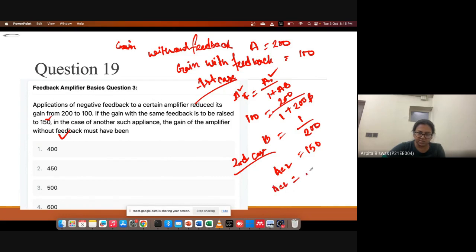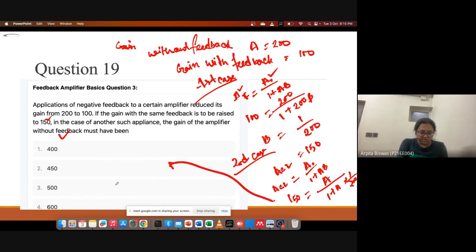ACL is equal to A0 by 1 plus A beta. Okay. So ACL is given here, 150. Then A0, we have to find out the value of A. 1 plus A into beta. Beta value, we have already calculated, which is 1 by 200. Now from here, we can write. So now calculate the value of A. So the A value is coming out 600. Okay. So what is the right answer? The right answer is option D, 600.